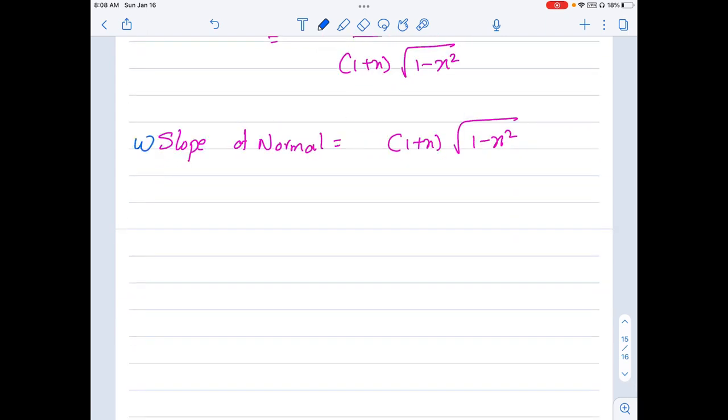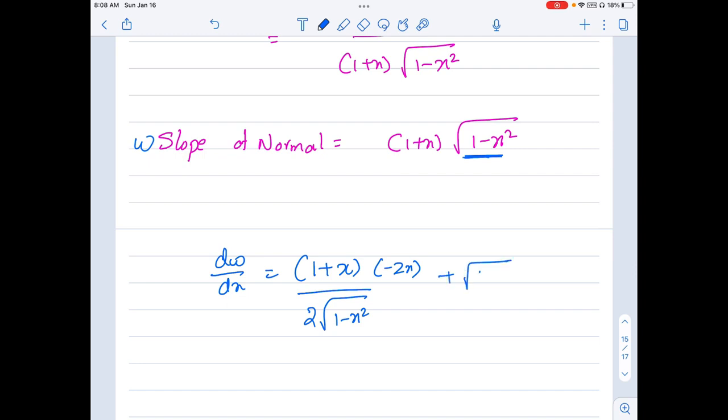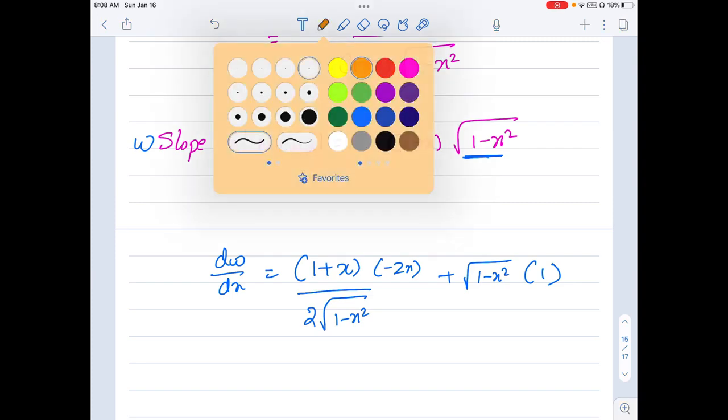Let this be w. So dw by dx, product rule, 1 plus x. Just now we have learned chain rule also. We have learned that the derivative of root x is 1 upon 2 root x. So 1 plus x, and the derivative of this one is 1 upon 2 root 1 minus x square. Again, the derivative of minus x square is minus 2x, chain rule. Then product rule: next time keep 1 minus x square under root as it is, and the derivative of 1 plus x is 1.